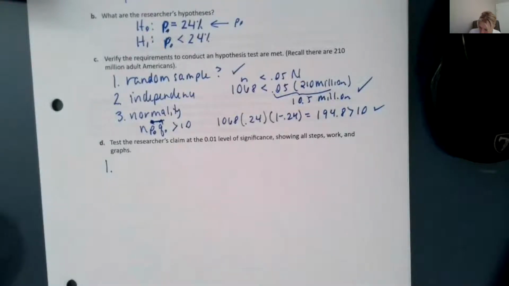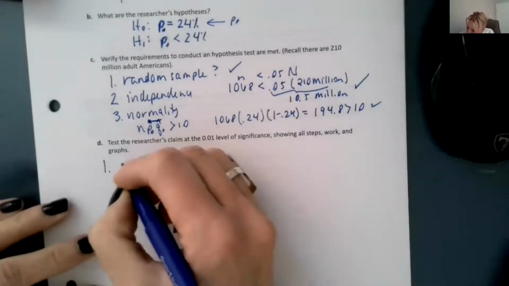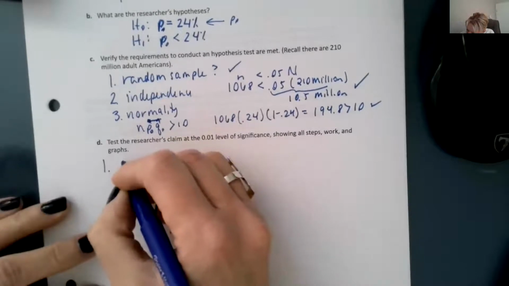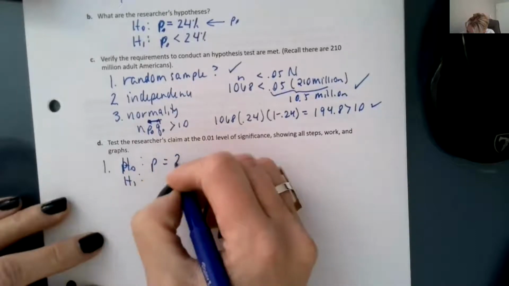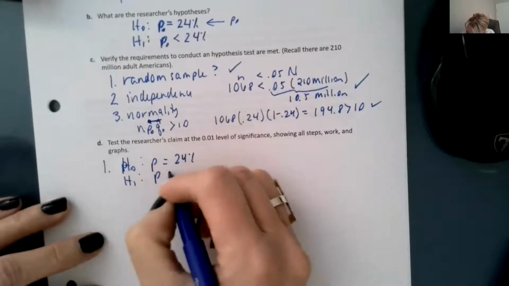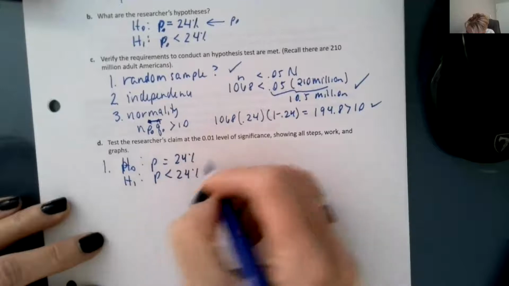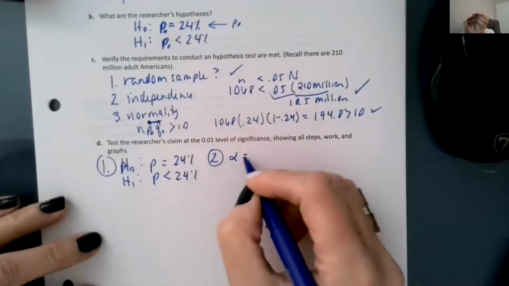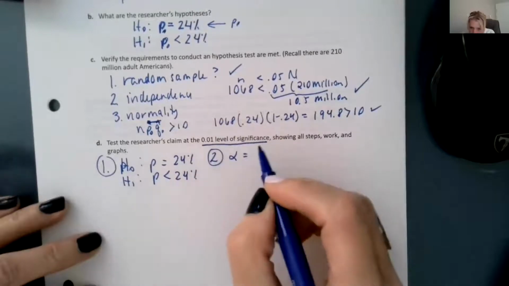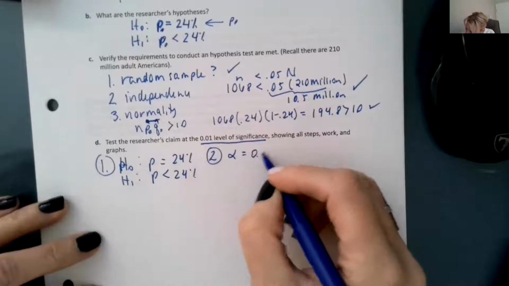Let's go ahead with step 1. From up above, we can copy that down. H0, H1: P is equal to 24% and P is less than 24%. Our second step is alpha, and that's the level of significance, which is 0.01.